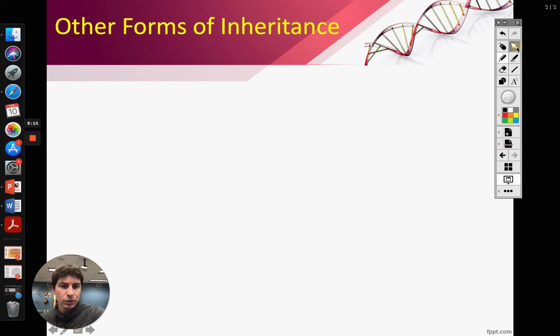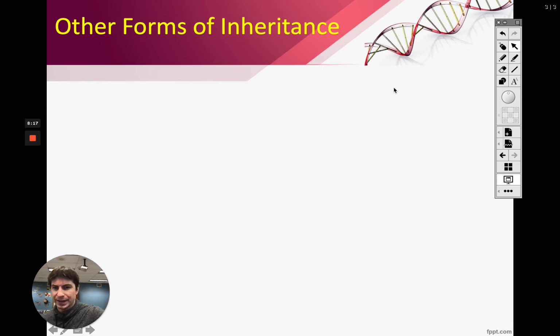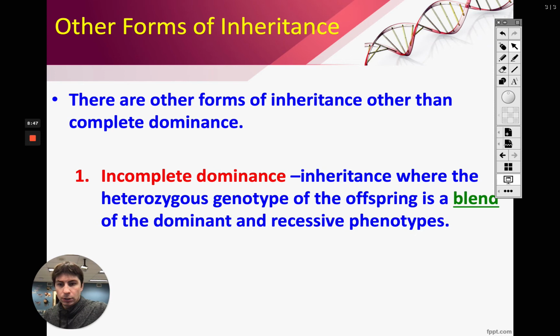Okay? So now we're going to go over different forms of inheritance. Now, every single trait in your body can be inherited differently. So one thing might be inherited by complete dominance, kind of like polydactyly, but other things could be inherited a different way, maybe incomplete dominance, and I'll show you what that means. So the first one is incomplete dominance.